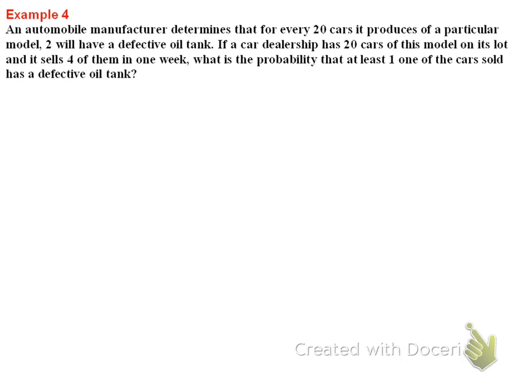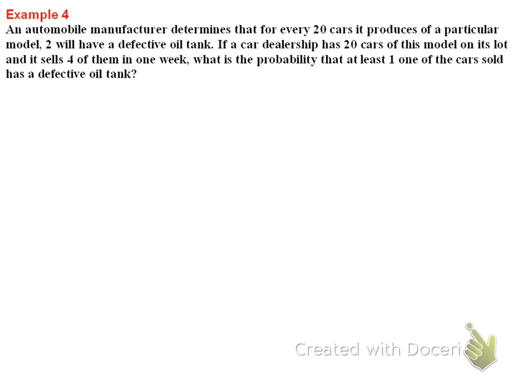Okay, our next example adds an interesting twist onto this combinations thought process. An automobile manufacturer determines that for every 20 cars it produces of a particular model, 2 will have a defective oil tank. If a car dealership has 20 cars of this model on its lot and sells 4 of them in 1 week, what is the probability that at least one of the cars sold has a defective oil tank?